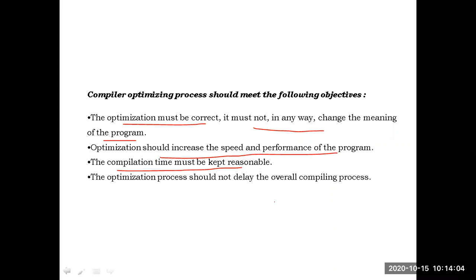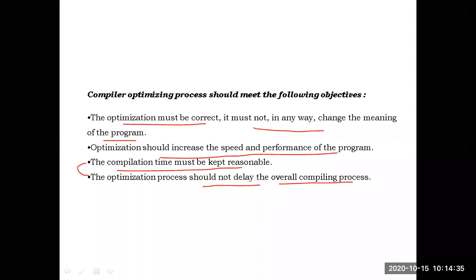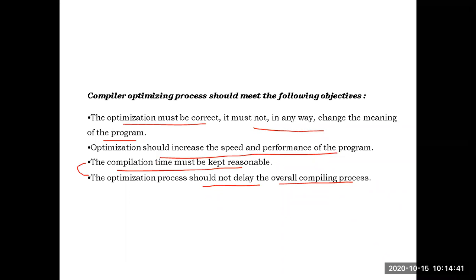That is the next point. The optimization process should not delay the overall compilation process. It is related to the previous point. The optimization process we include in the compilation should not delay the overall compilation process. It should not affect the overall compilation process. It should not make the entire compilation process slow down. That is the thing. The optimization process should not make the overall compilation process delay, and the overall compilation time must be reasonable. These are some important objectives when we want to perform optimization of the code. These points must be kept in our mind.